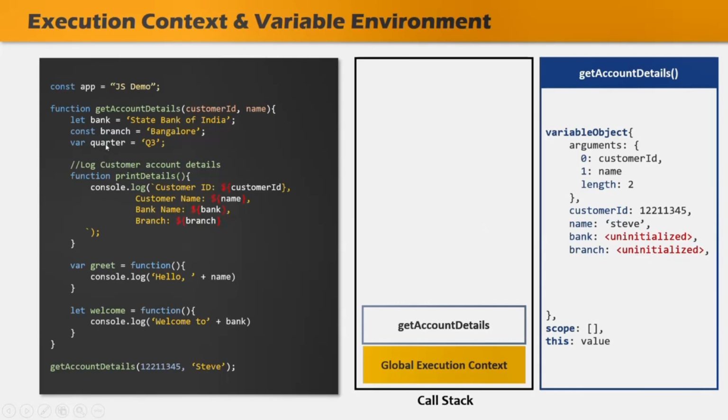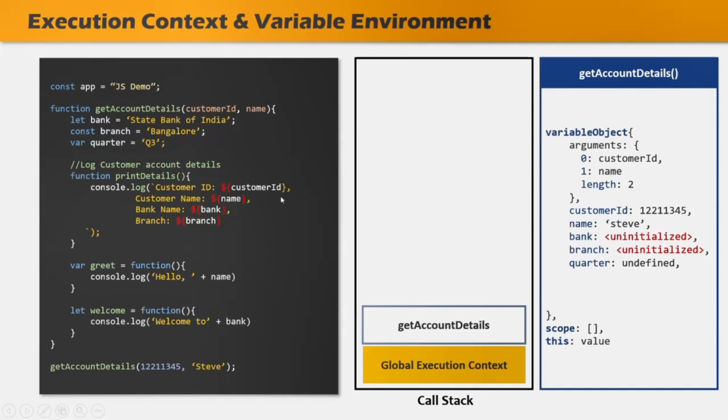Now we are also creating this variable quarter. So again, a property called quarter will be created, but this time we are creating this quarter variable using var keyword. And when we create a variable using var keyword, a property with that variable name is created during the creation phase in the variable object, but this time it is assigned with the value undefined and not with uninitialized. So this is the difference when we create a variable using var keyword and when we create a variable using let and const.